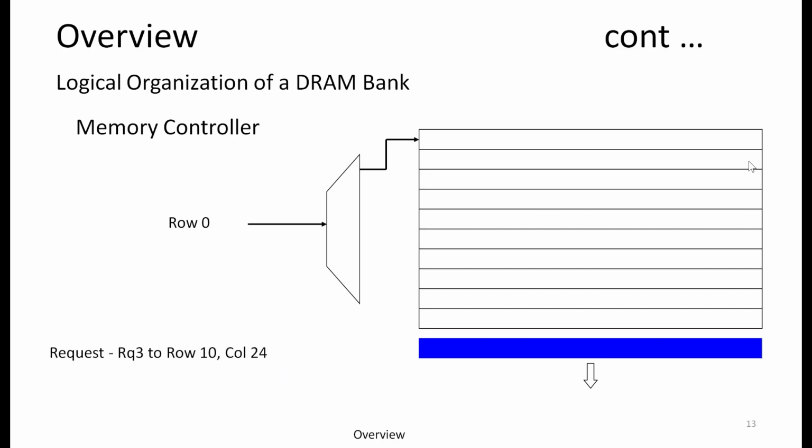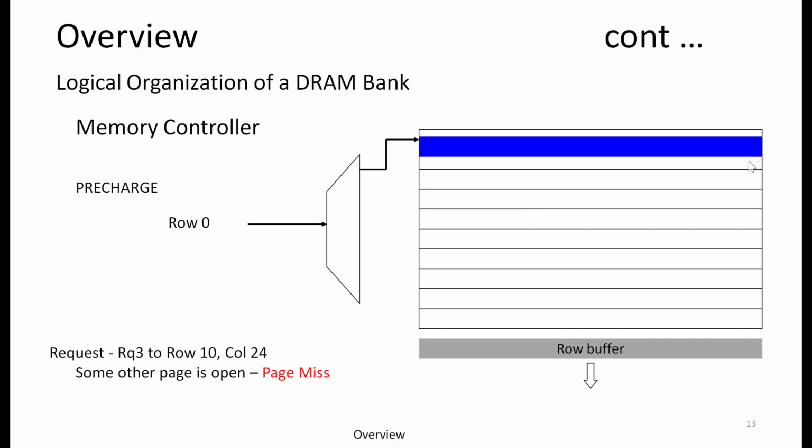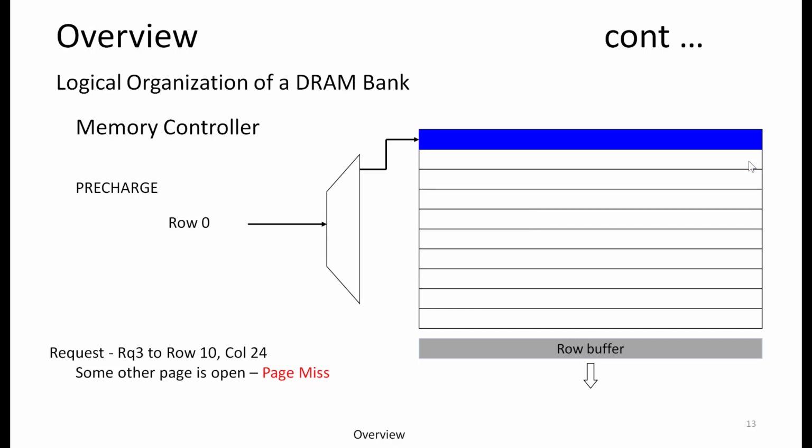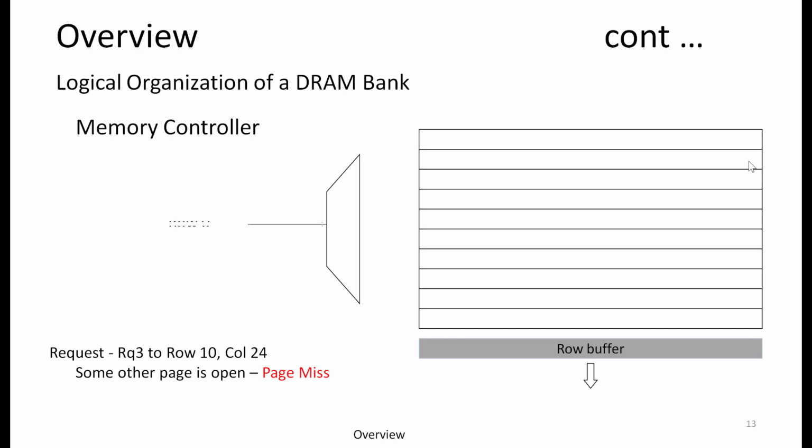Now let's say we received another request, but this time to some other row, for example row 10 here. Because the row which we want and the row that is open in the bank are different, we term this as page miss. When the memory controller sees a page miss, it needs to close the page first that is currently open in this bank. So it will send a precharge command. The precharge command basically writes the data from the row buffer to the actual row and decouples all the IO circuitry.